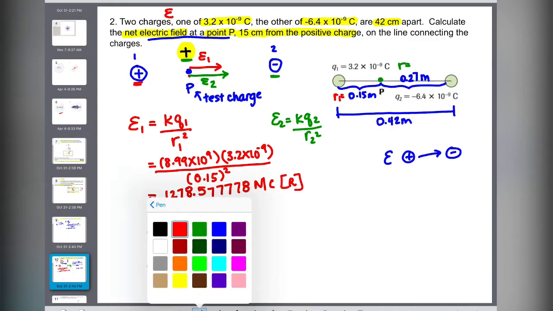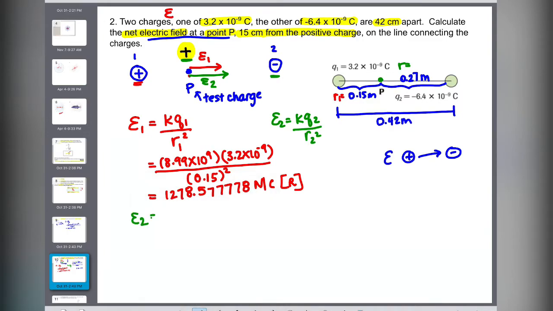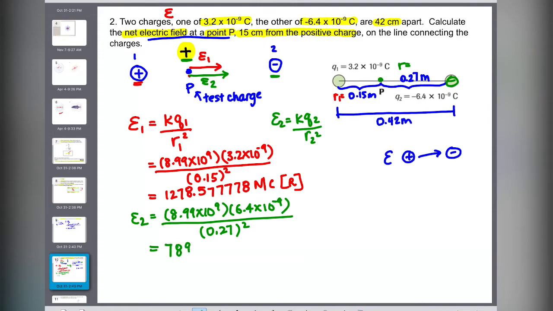Okay, repeat the question for number 2, epsilon 2. I'm just going to do it down here. So 8.99 times 10 to the 9 times Q2. The second charge was bigger, but it's further away. So I make sure I use the charge for number 2. So 8.99 E9 times 6.4 E negative 9 divided by 0.27 squared. 789.2455418 newtons per coulomb to the right.